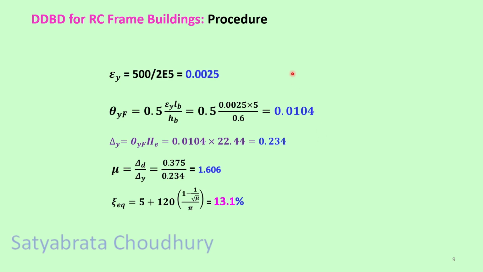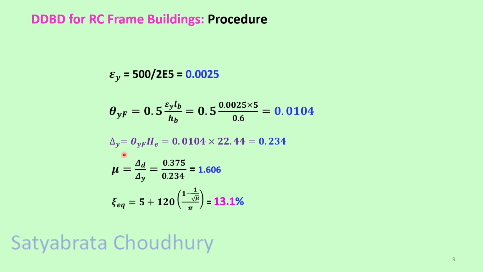Now we go further and calculate the strain in the steel: 500 by 2 into 10 to the power 5 is this much. Then the yield rotation of the frame is given by 0.5 epsilon y LB divided by HB. Our length of beam is 5 meter, depth of beam is 0.6 meter. So this comes out to this much radian, 0.0104 radian.